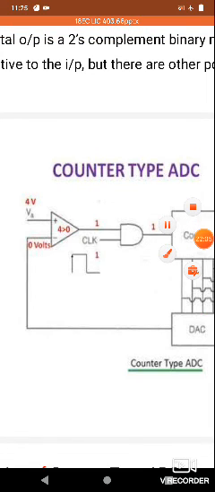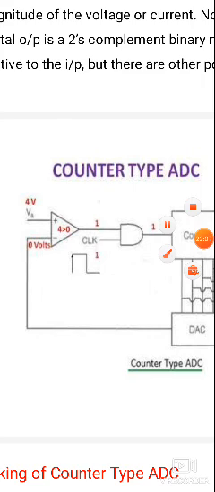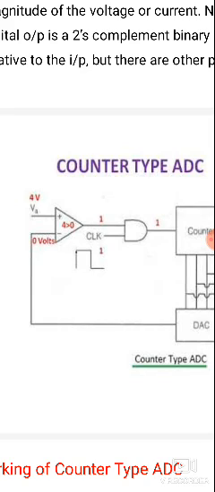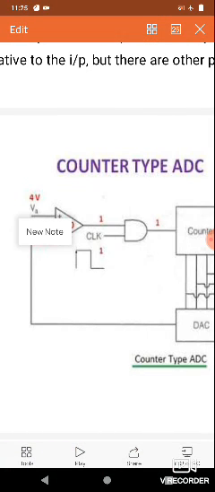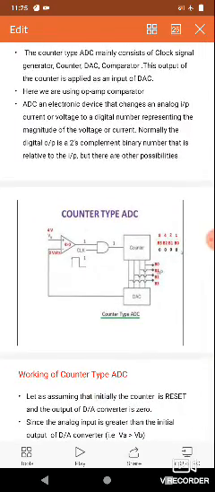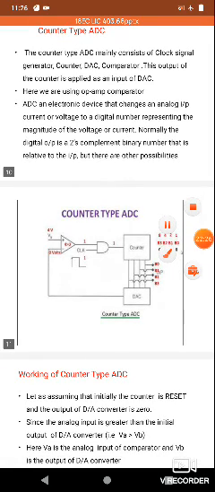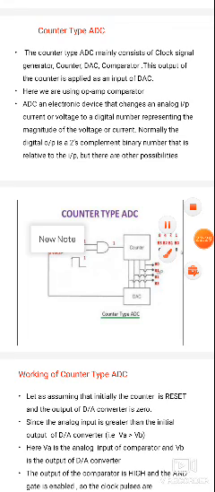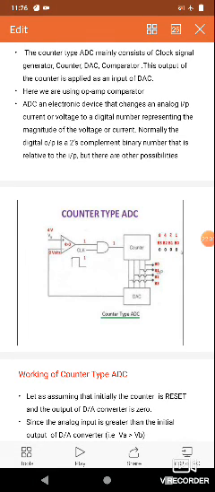The aim of the comparator is comparing. First it compares the analog input voltage with the digital to analog converter output voltage. If the analog input is greater than the digital to analog converter output, it indicates the binary 1 position, and the binary 1 goes to the counter. If it is 0, that is, the analog input voltage is less than the digital to analog converter output, it indicates the 0 position.